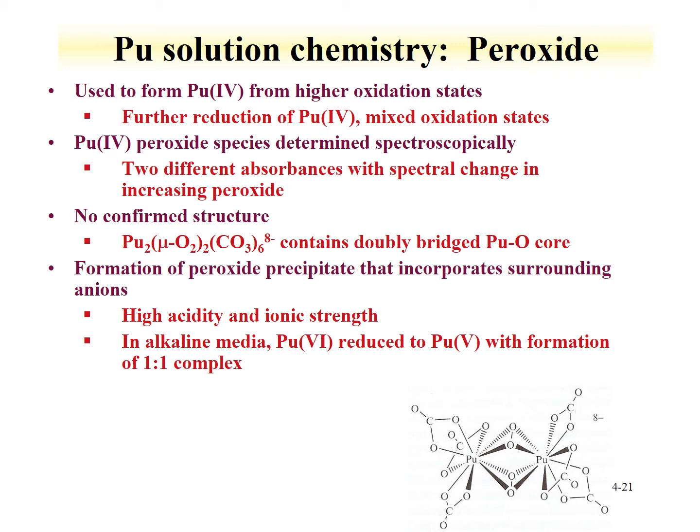The peroxides, as was mentioned earlier for uranium and also earlier in this lecture on plutonium chemistry, form interesting compounds as shown here. The peroxide can also be used to change redox state, for instance, oxidizing from the 4 to the 6. There is no confirmed structure of this plutonium bridge species as shown here. This is the proposed structure. However, it is known that you can form the peroxide precipitates and they will incorporate surrounding anions. So this is also similar to the uranium. A route for precipitating plutonium in a solution for separations is the use of the peroxide.